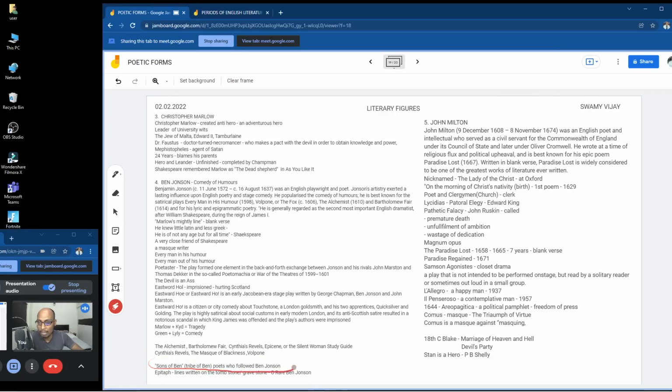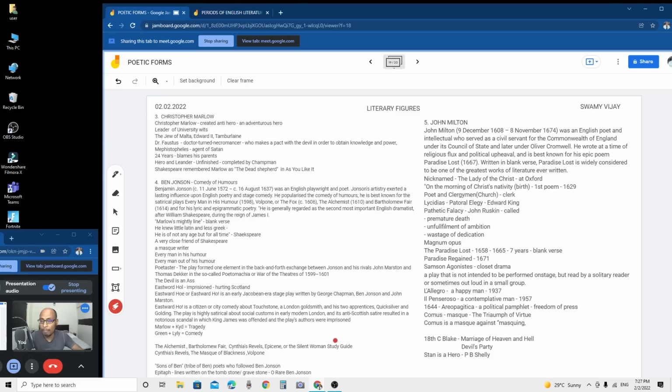So can anybody tell me who are the poets who are considered Sons of Ben or Tribe of Ben? Because we have the Scottish Chaucerians from Scotland, they followed Chaucer. I think Cavalier poets are known as Sons of Ben. All Cavalier poets? Find out now. Others also find out who are those people known as Sons of Ben, the Tribe of Ben. They followed Ben Jonson.